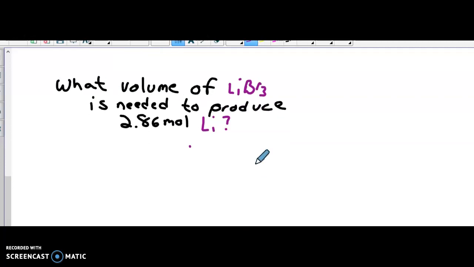All right, last one for now. What volume of lithium bromide is needed to produce 2.86 moles of lithium? So our given is 2.8.